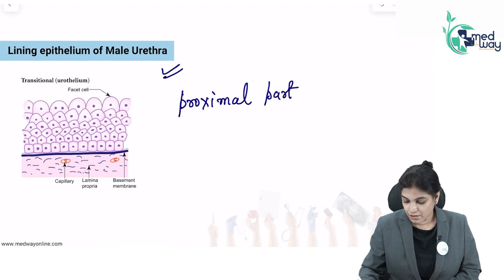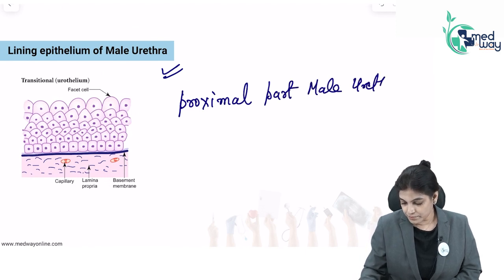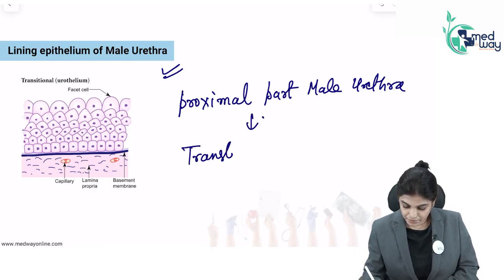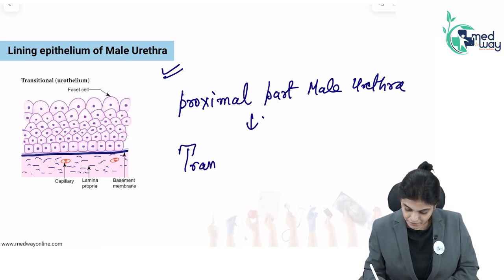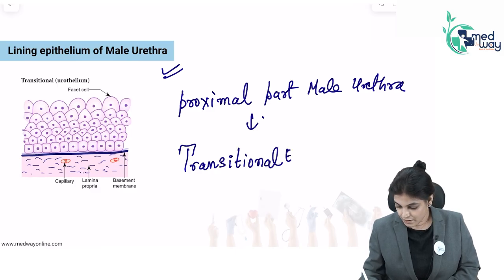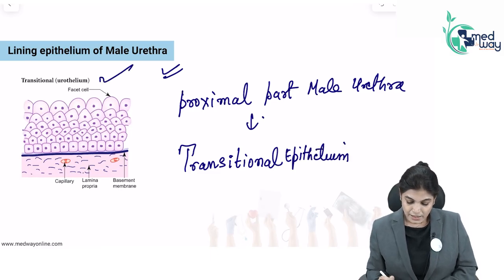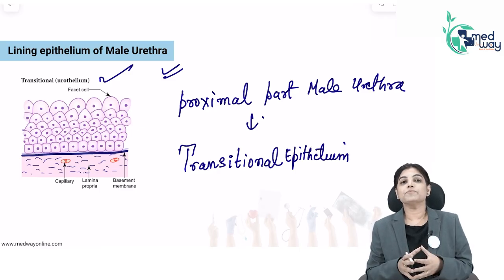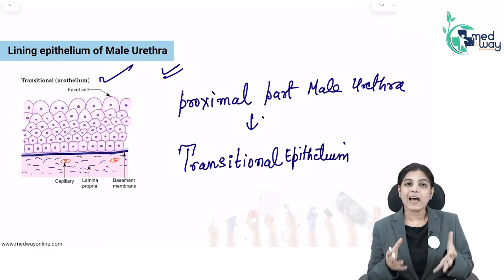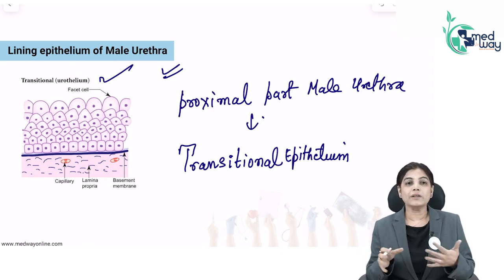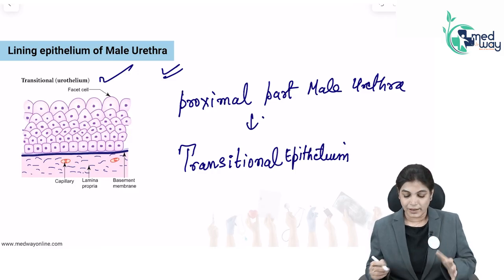part of the male urethra is lined by transitional epithelium. So, the proximal part of the urethra is lined by transitional epithelium, as you can see here, which is also called urothelium. Actually, why is it called transitional epithelium? Because it has the capacity of stretchability. When it is stretched, it is just 1 or 2 layers, but when it is in relaxed position, it is 3 to 5 layers.